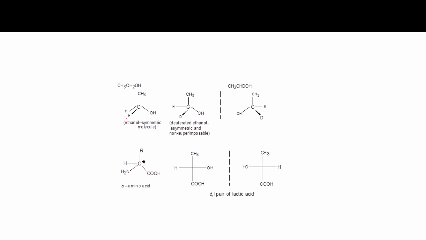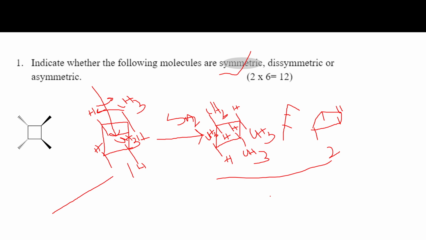Like the first one, ethanol is a symmetric molecule, but if one hydrogen of ethanol is replaced by deuterium, then that molecule becomes asymmetric. Like any amino acid is a chiral molecule, and a chiral molecule can rotate plane polarized light in positive or negative directions. And then we have to find out whether the molecule is symmetric, dissymmetric or asymmetric.